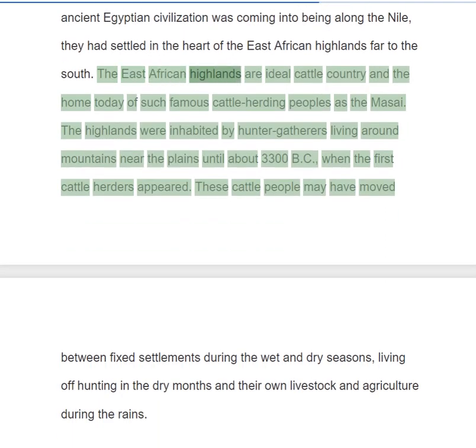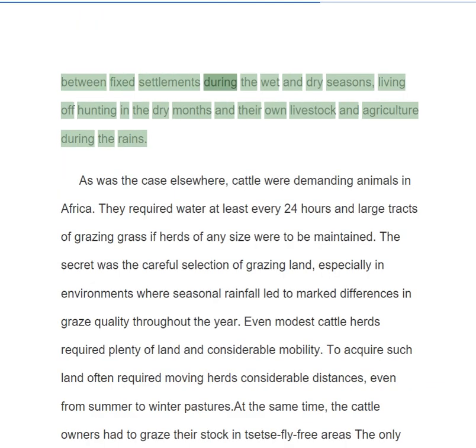The East African highlands are ideal cattle country and the home today of such famous cattle herding peoples as the Maasai. The highlands were inhabited by hunter-gatherers living around mountains near the plains until about 3300 BC, when the first cattle herders appeared. These cattle people may have moved between fixed settlements during the wet and dry seasons, living off hunting in the dry months and their own livestock and agriculture during the rains.